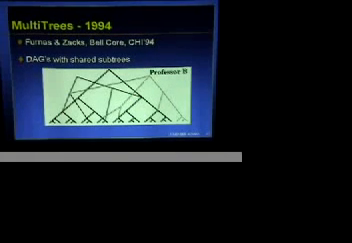So in 1994, Furnas and Zacks at Bellcore introduced multi-trees. These are directed acyclic graphs with shared subtrees. And the example he uses is about a class syllabus created by one professor. A second professor comes in and wants to reuse some of the material, but only a subset of it. And then the third professor comes in and wants to reuse a different subset, reusing some of the material done by the second professor. So as you can see, it's a collection of trees with shared subtrees.